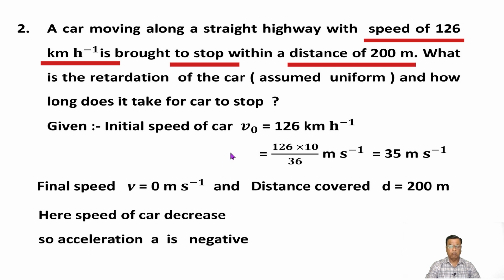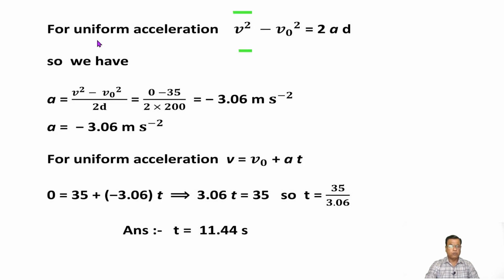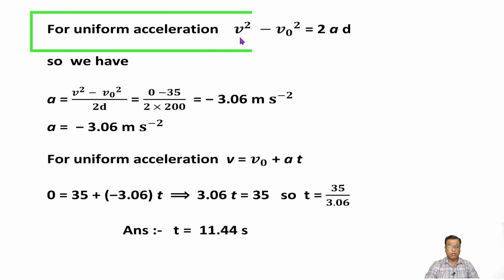So here initial speed of the car, final speed of the car and distance D are given. Here speed of the car decreases, so acceleration A is negative. So find retardation. So acceleration A negative means retardation. So for uniform acceleration, we have formula V square minus V0 square equal to 2AD. This is the formula for uniform motion.